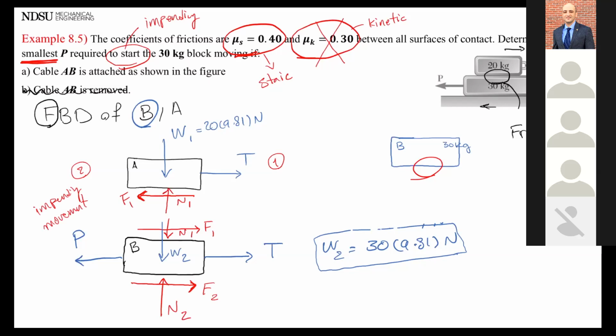So any questions about the direction of the friction forces I put on these?